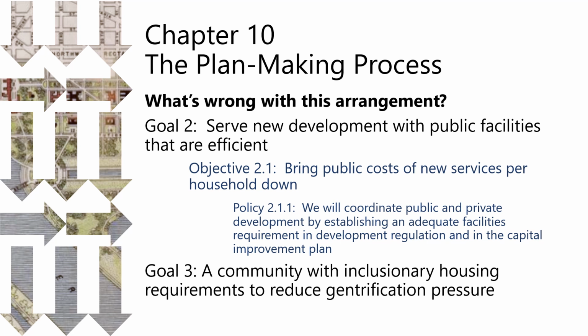Policy 2.1.1 says we will coordinate public and private development by establishing an adequate facilities requirement and development regulation and in the capital improvement plan. So what's wrong with that? What's wrong with it is that it doesn't start with a verb. Your policy should start with a verb, just like your objective. Goal number 3: a community with inclusionary housing requirements to reduce gentrification pressure. What's wrong with that? Again, what's wrong with it is that it's not end state focused. It's more how to do something. So the goal should be end state focused.